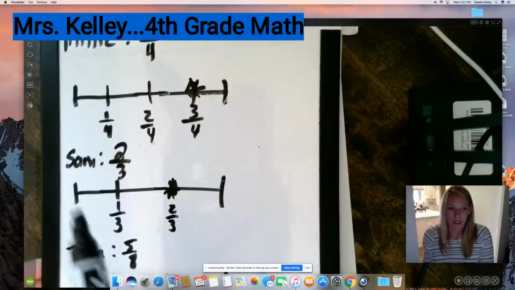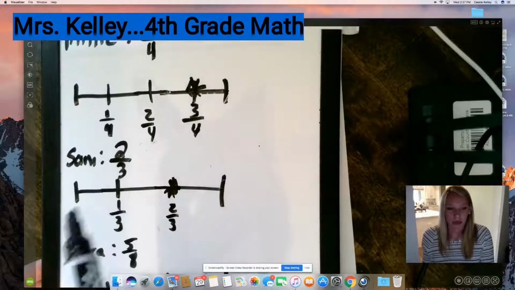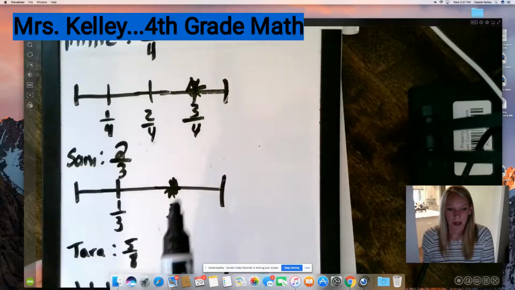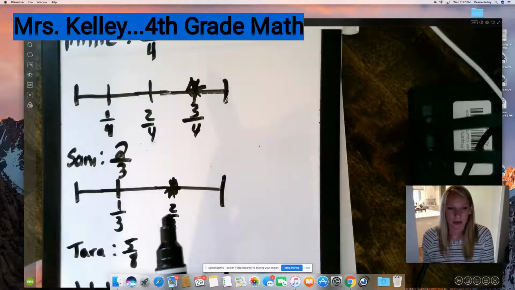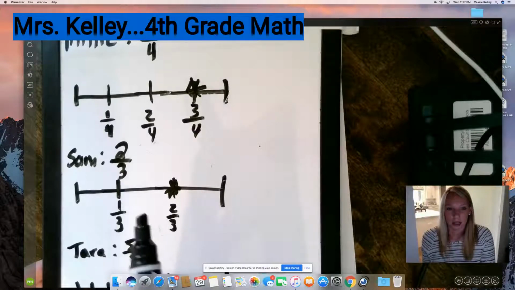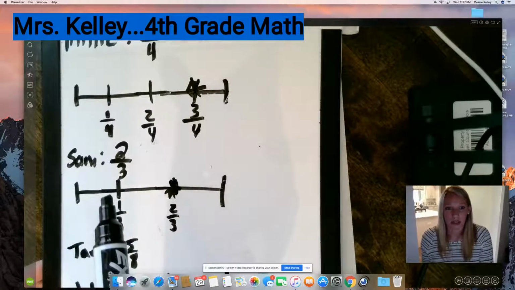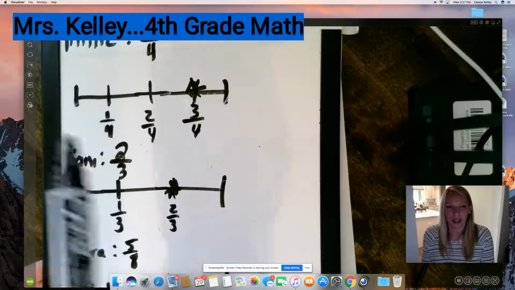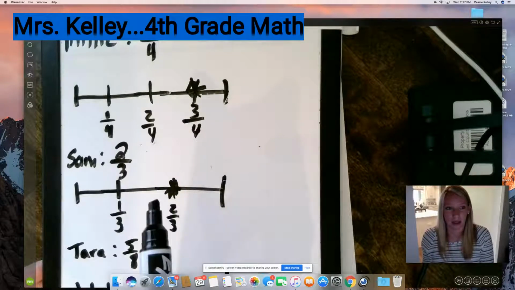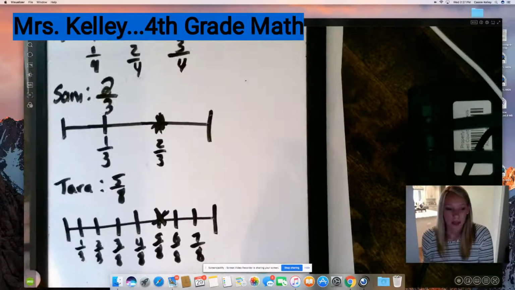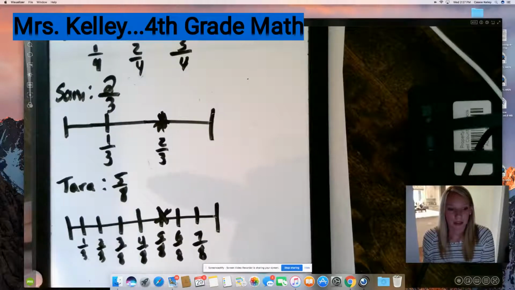Then I have Sam. Sam ran 2/3 of a mile. So I draw my number line, I break it into thirds, and I put a star here where Sam ran 2/3 of a mile. It's important when you're drawing number lines, just as it is when you're drawing fraction strips, that your number lines are as close as possible to the same length. If you have different lengths of number lines, then when you go to compare the distances, it's not going to be accurate. And then at the bottom I have Tara, and Tara ran 5/8 of a mile.